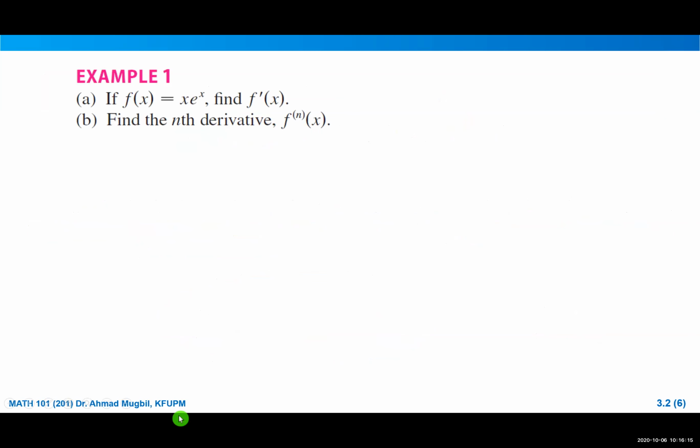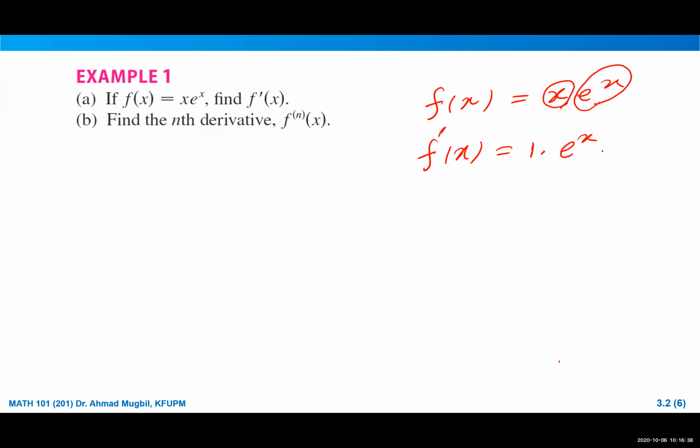Let's have an example. x e to the power x. Find f prime of x. What is the first derivative of x e to the power x? Now, it is very easy. Do you agree with me? This is x e to the power x. The derivative of this function will be just, what is the derivative of x? 1. What is the derivative of this one? Itself. So the derivative of e to the power x. Am I right? No. This is wrong.